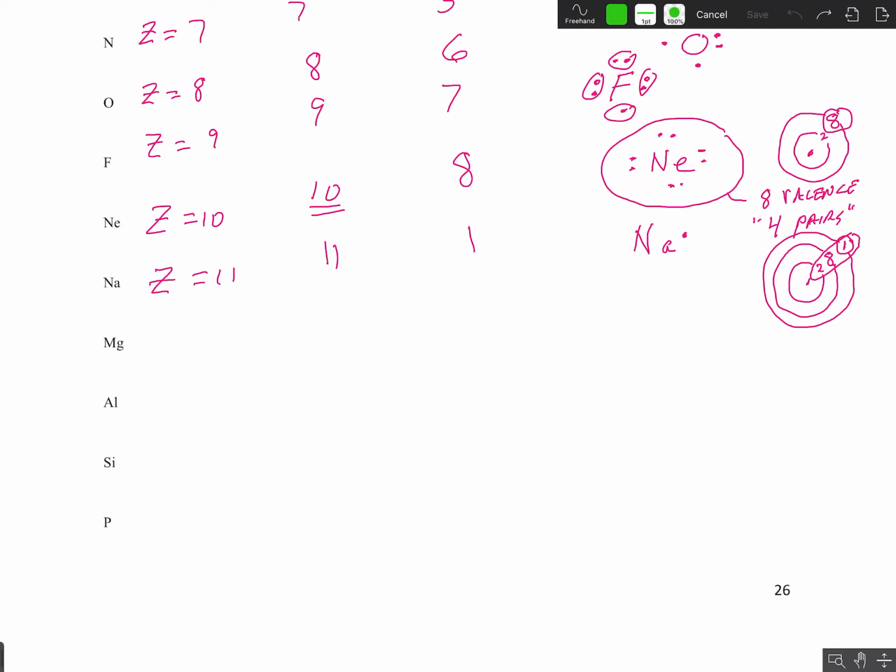Folks, welcome back, and we are continuing to draw electron dot pictures. Now, I've done the first 11 elements for you. Let me do another one for you, and let me have you pause the video after I do that and try a few on your own.